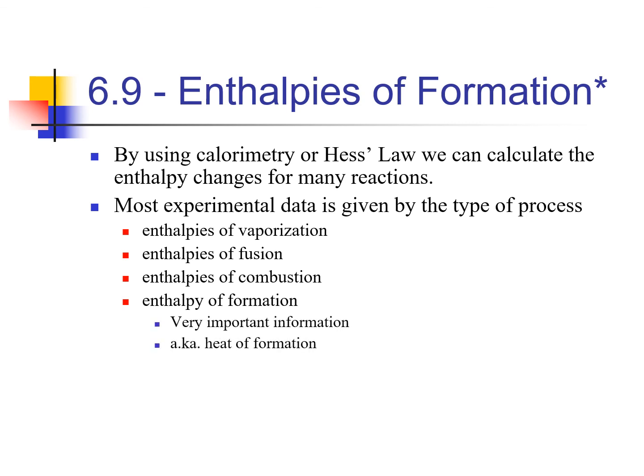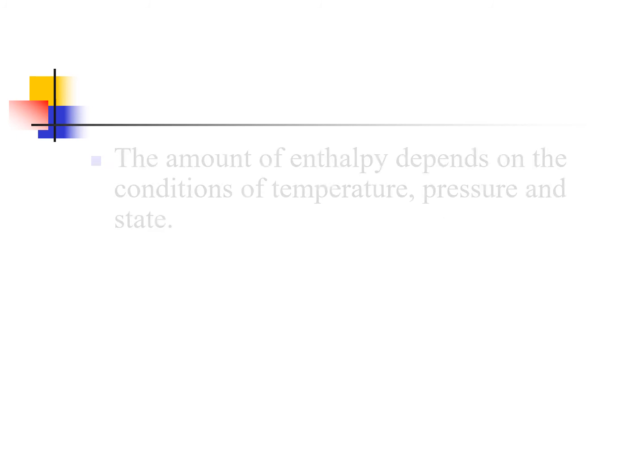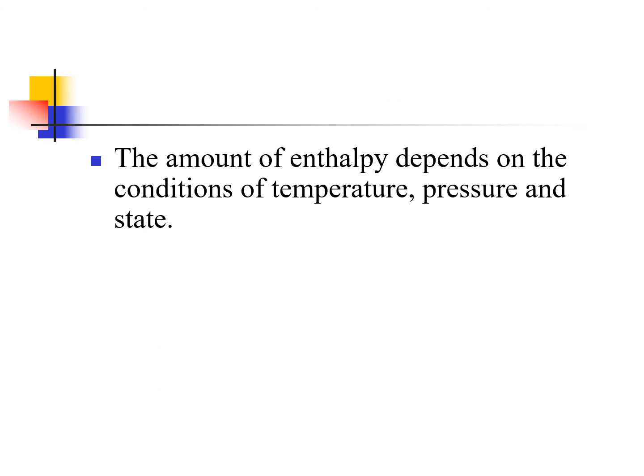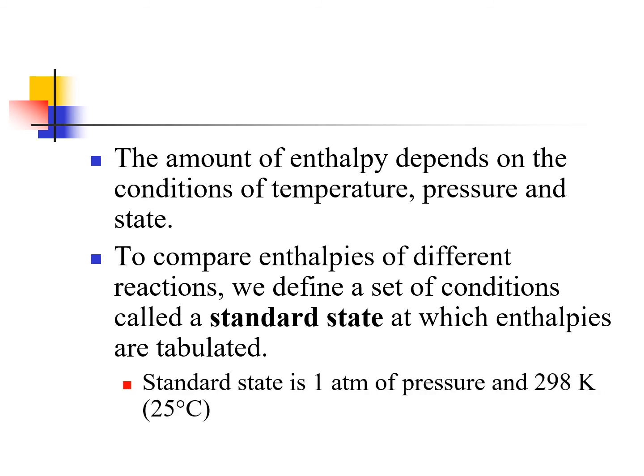So we also call it a heat of formation, and that's what this chapter or section is about. And we often see this little symbol here, delta H, again being enthalpy change, the sub F meaning formation. And we talked about that already. So, enthalpy change depends upon conditions of temperature, pressure, and state. So to be able to compare enthalpies of different reactions, we're defining a set of conditions called the standard state conditions at which these enthalpies are tabulated. We call standard state 1 atmosphere pressure, 298 Kelvin, which is 25 degrees Celsius.